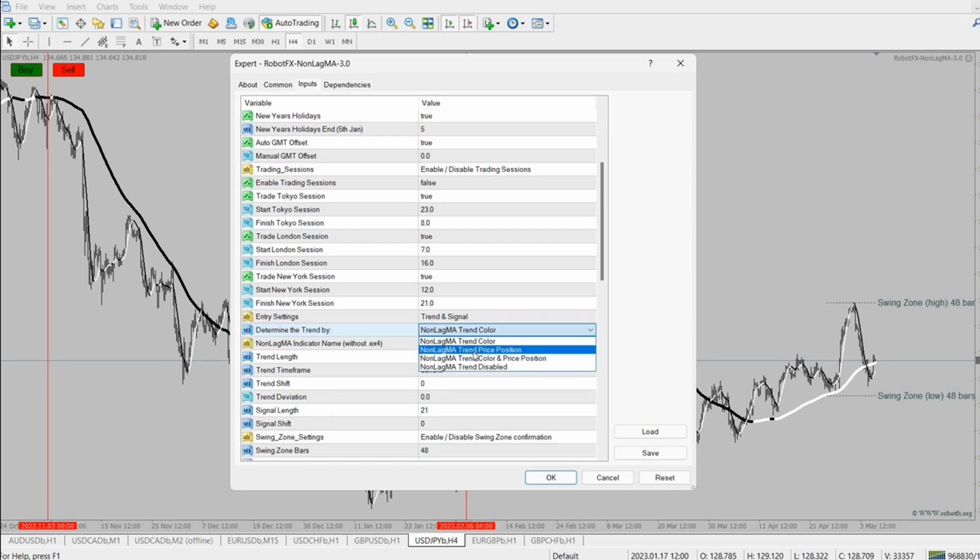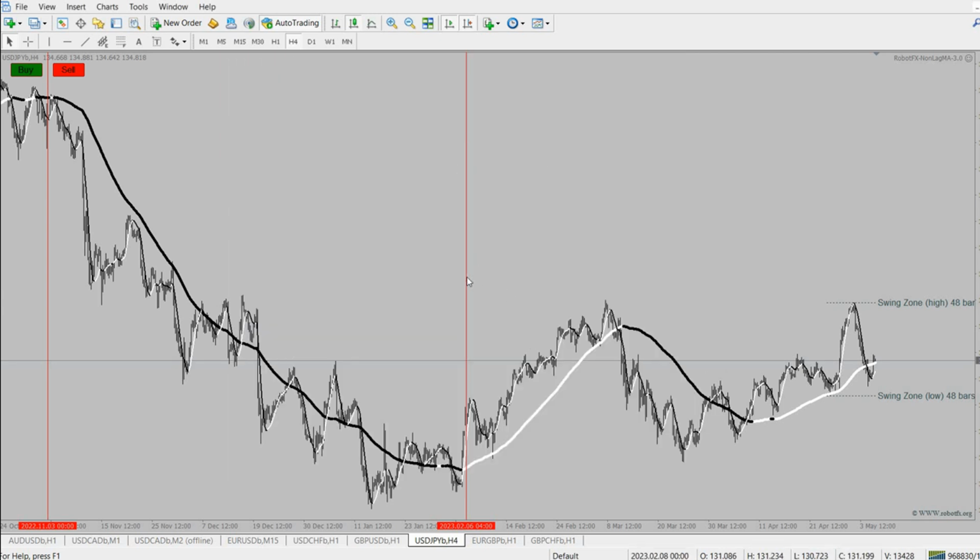The next option was to determine the trend by the price position. That means that the expert advisor will sell only when the price is under the moving average. So for this period, we would have had a downtrend according to these settings, and then we would have an uptrend for a short period of time, and then we have a downtrend again, and so on.